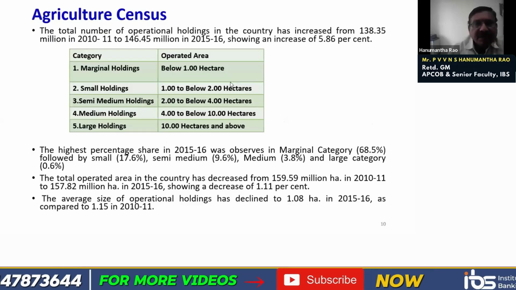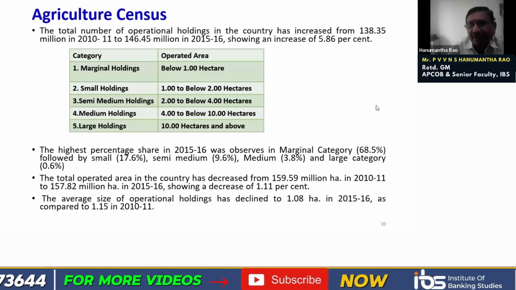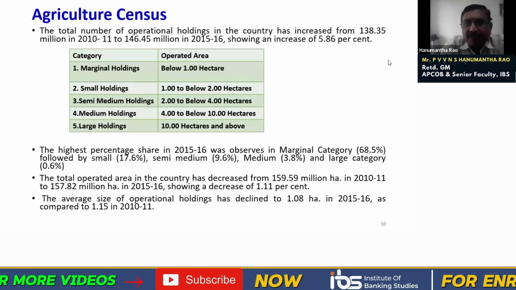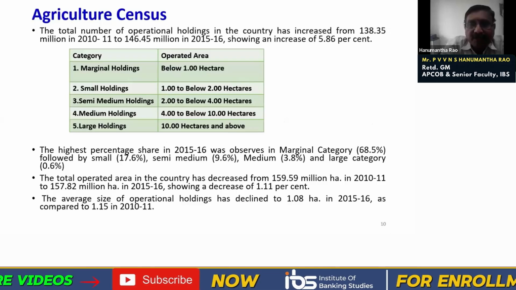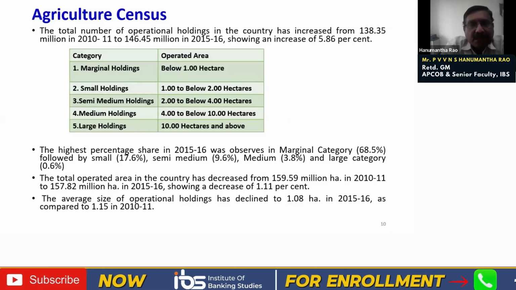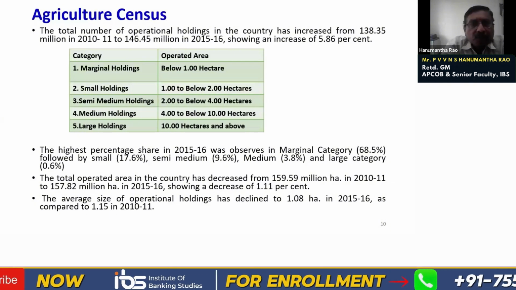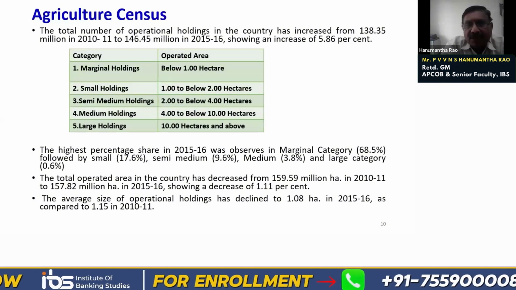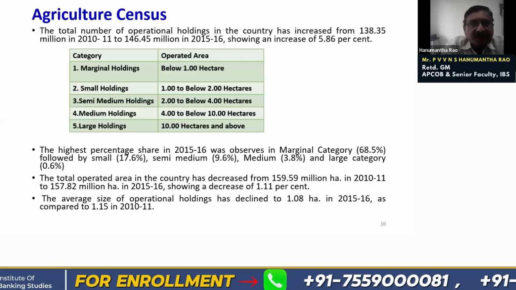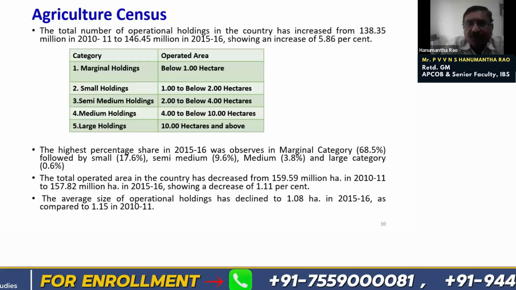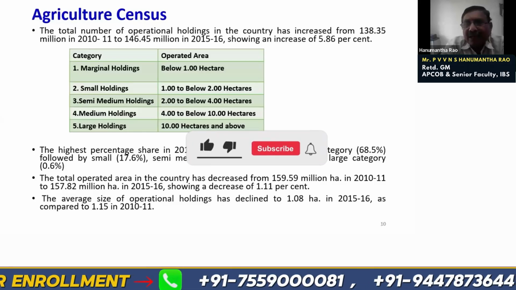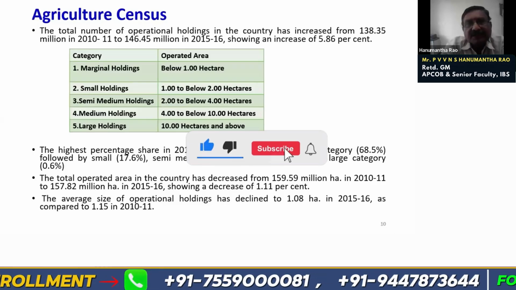Next one is agriculture census. Very, very important, friends. This is vital information. Definitely, we will have questions from agriculture census. Friends, here the total number of operational holdings in the country has increased from 138.35 million in 2010-11 to 146.45 million in 2015-16, showing an increase of 5.86%.